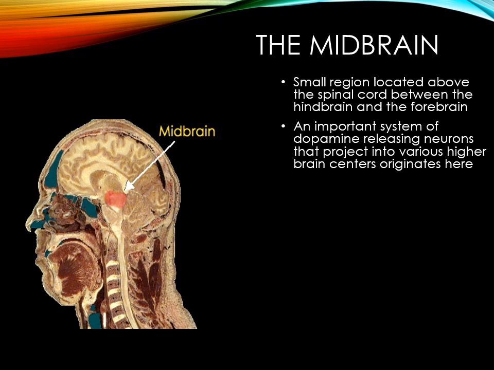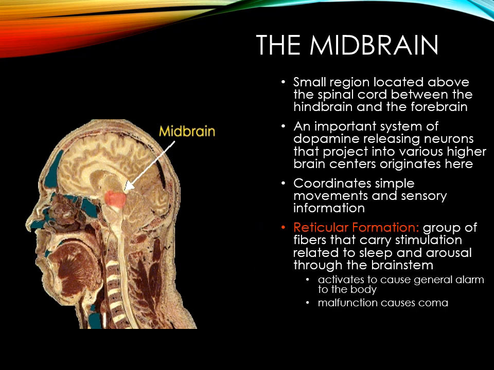It is the area with the highest dopamine production. So this area of the brain, we think, is where many of our neurotransmitters are going to be produced, and then they travel outward to other areas of the brain. It helps with coordinated movements and sensory information.